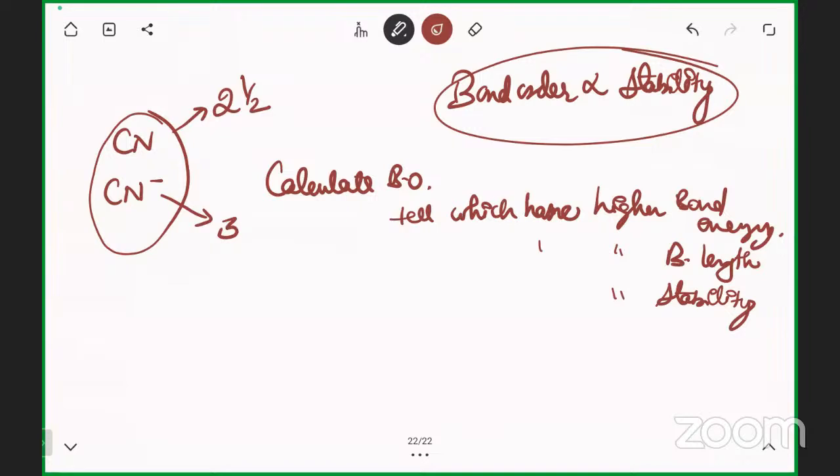Now the bond order is calculated. Tell me which one has the highest bond energy. CN minus. Which one has higher bond length? CN, sir. CN, very good. Which will have the highest stability? CN minus, sir. CN minus. Very good. Now you guys are intelligent. I know you can do it.